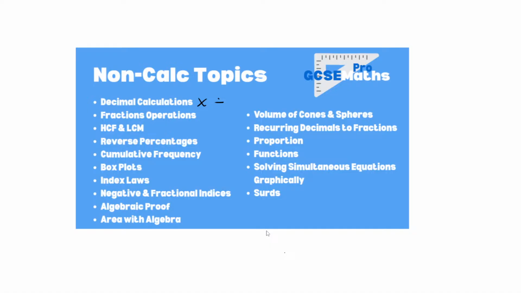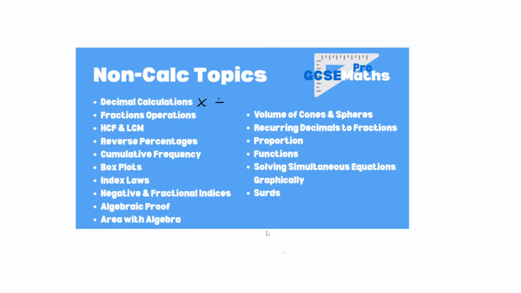Or the worst case scenario will be, with estimation, they might say estimate your answer, in which case you have to take pi as equal to 3. So that's pretty straightforward. Obviously recurring decimals to fractions, that could come up in any of the exams really, but I feel like it leans a bit more towards non-calculator. Proportion seems to come up quite a lot. Again, it could come up in any of them though, couldn't it?